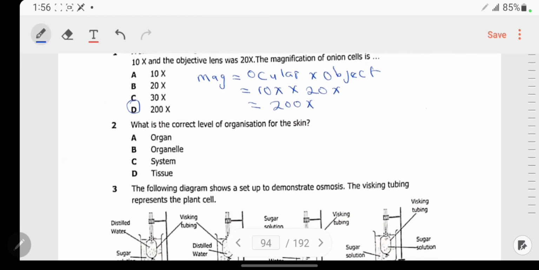The second one, what is the correct level of organization for the skin? If you see the skin, the organization, we are just talking about the level at which a certain thing is. So the skin falls under an organ. The skin is an organ.